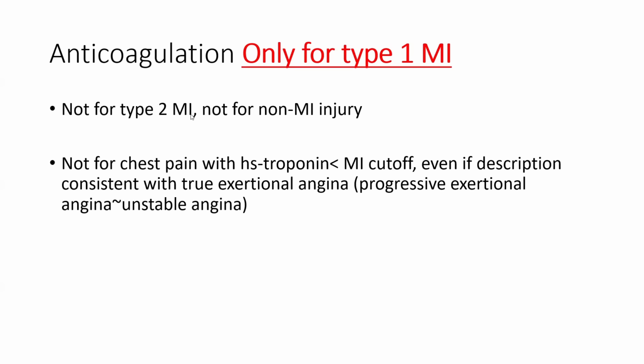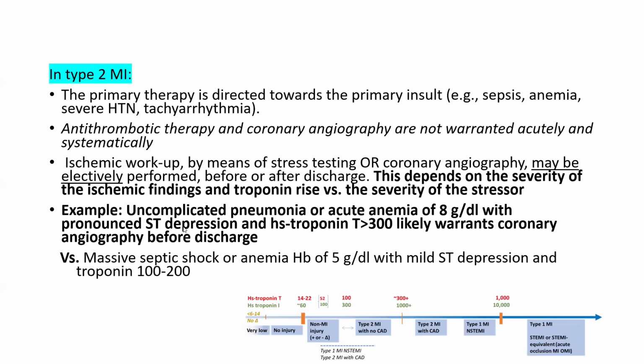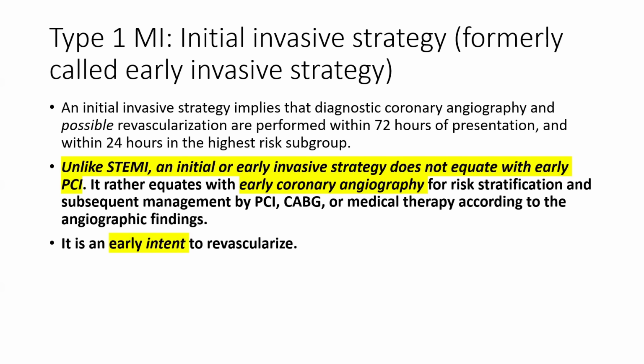Definitely not for non-MI myocardial injury, and usually not for type 2 MI either, even when you suspect type 2 MI with underlying CAD. And it's not for chest pain with troponin below MI cutoff, even if the description is consistent with the true severe progressive exertional angina that we may call unstable angina. You may use heparin for those patients, but it's not definitely proven or indicated. And I explained that in type 2 MI, antithrombotic therapy and coronary angiography are not warranted acutely and systematically. So I want to focus on type 1 MI treatment.